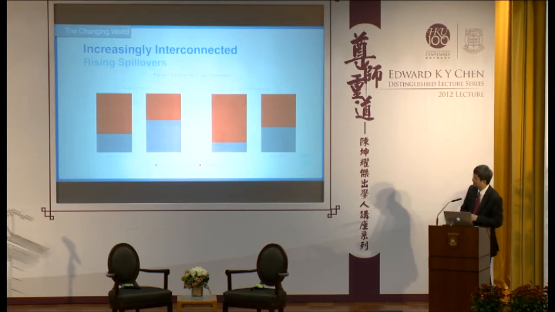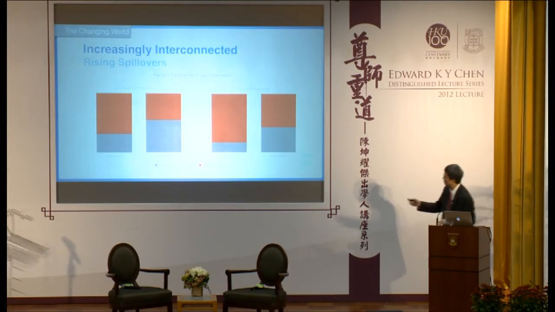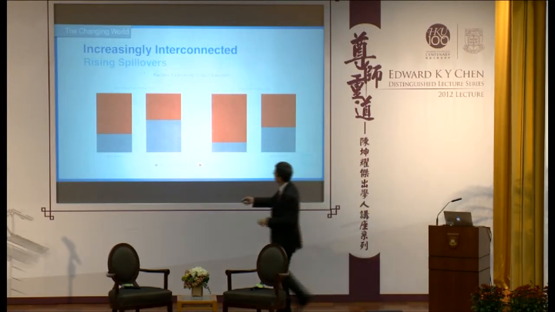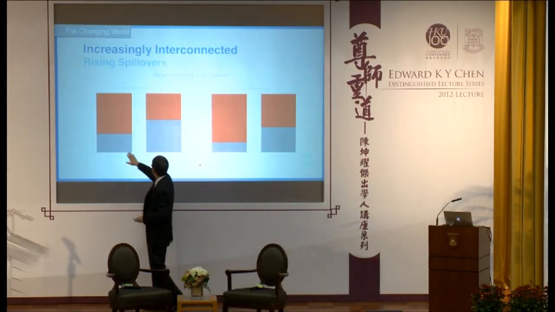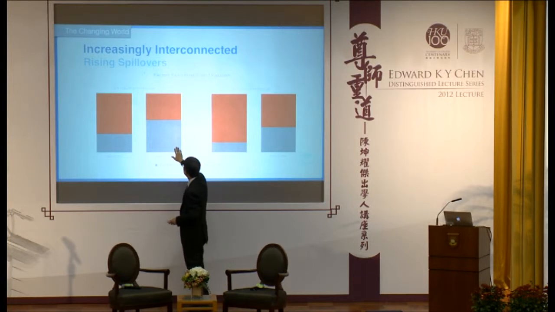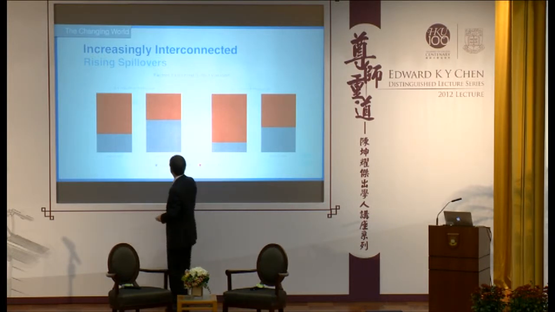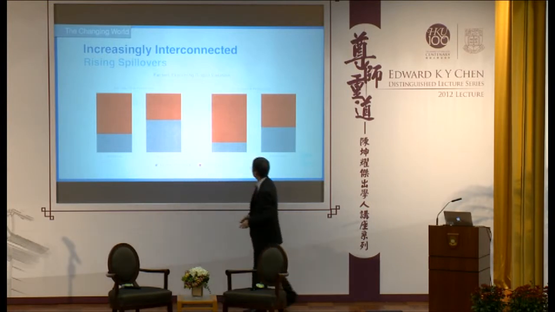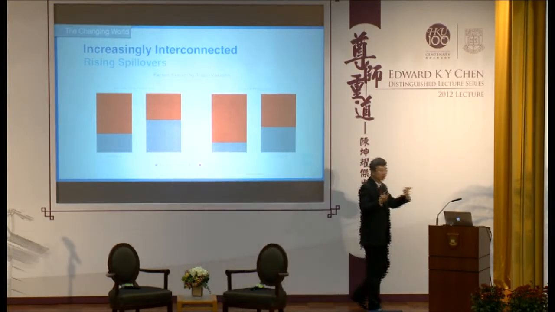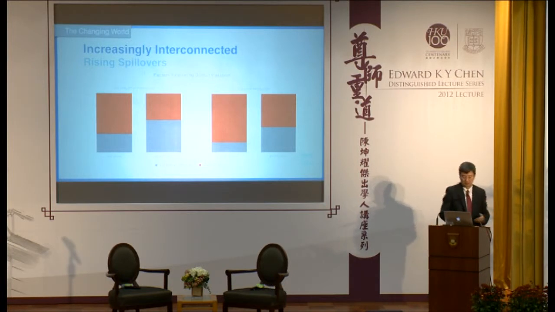In the emerging market, you will see the gray area. This is the pre-crisis, and this is the post-crisis areas. The gray area is the external impact, the exogenous contribution to the output variations.